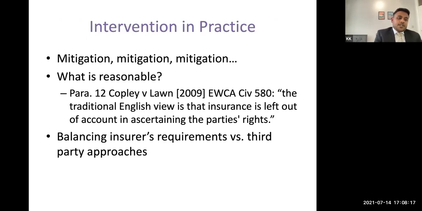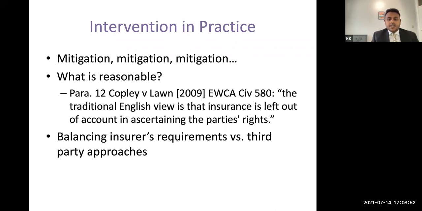In terms of looking at intervention in practice, perhaps it's unsurprising that the key features in determining whether the claimant has acted properly are considering what is reasonable in the circumstances and whether they are mitigating their losses as best as possible. That is the typical line of cross-examination by defendant counsel in credit hire cases, particularly where intervention is at play.